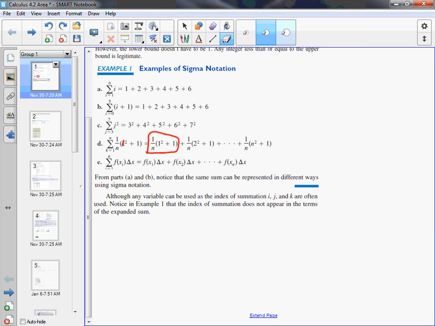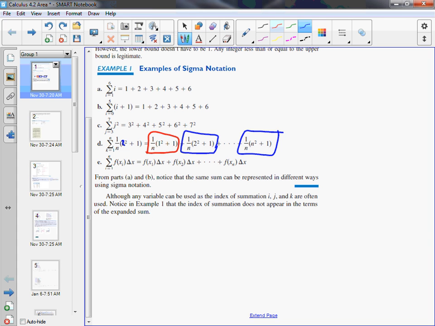Then we count up to 2. We replace K with 2. So look what our second term looks like: 1 over N times 2 squared plus 1. Then the next one would be 1 over N times 3 squared plus 1. And then 1 over N times 4 squared plus 1. Until we finally get to that last term. Still with me? Okay.